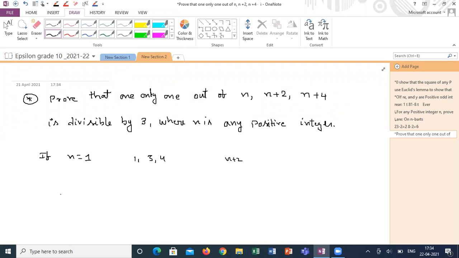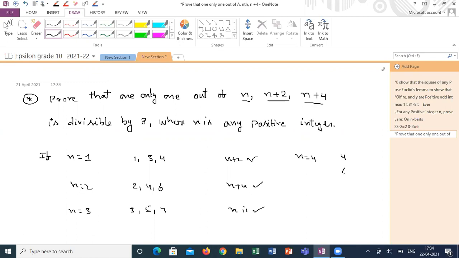So n plus 2 is divisible by 3. If I am taking n equal to 2, I will get 2, 4, 6. In this case, n plus 4 is divisible by 3. N equal to 3, I will get 3, 5, 7. In this case, n is divisible by 3. See, for each and every number, only one of the expressions is divisible by 3 at a time. Two or more expressions are not divisible by 3 for any positive integer n. If I am taking n equal to 4, the numbers are 4, 6, 8. So here n plus 2 is divisible by 3. So this I have to prove.